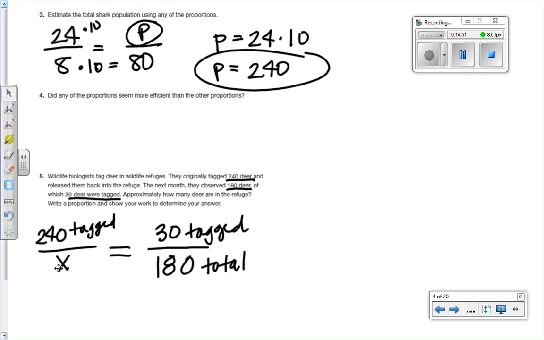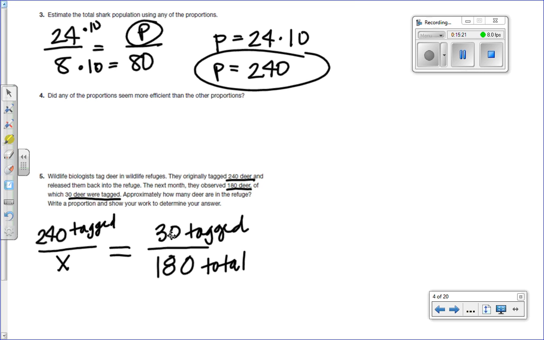Therefore, my x, we don't know the total out of that initial population. 240 were tagged, but we don't know how many total were out there that they're talking about. So hopefully you're getting that tagged needs to go with tagged. That's how I know that those need to go in the numerator together. These two were written in the problem together, so 180 of them, 30 of them were tagged. That's why I put those two on top of each other. And then our unknown is this x over here.